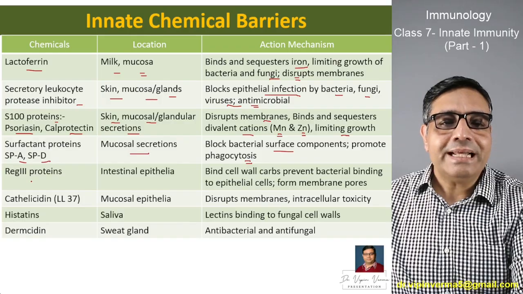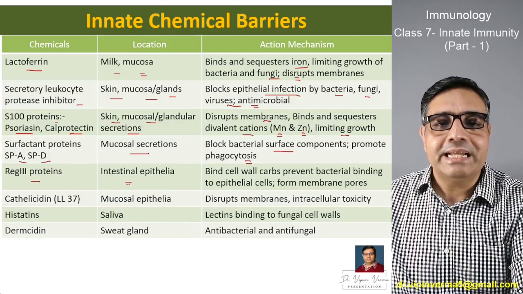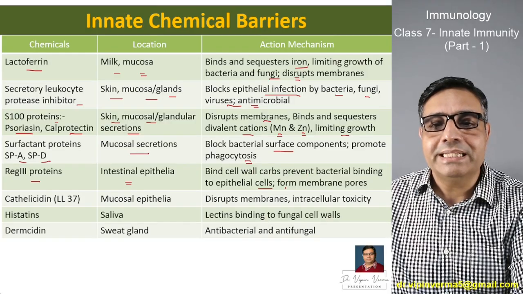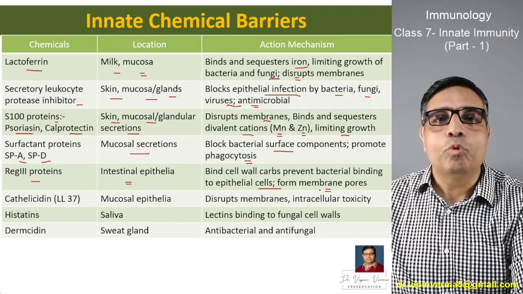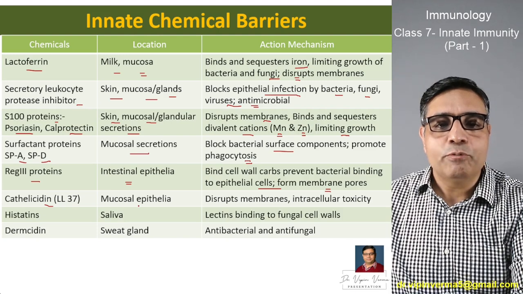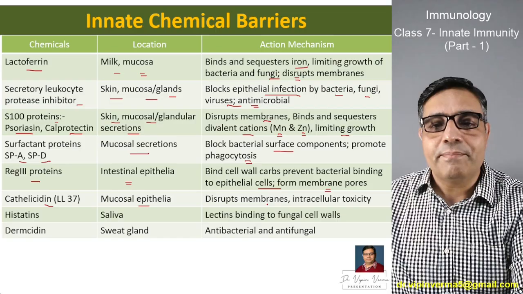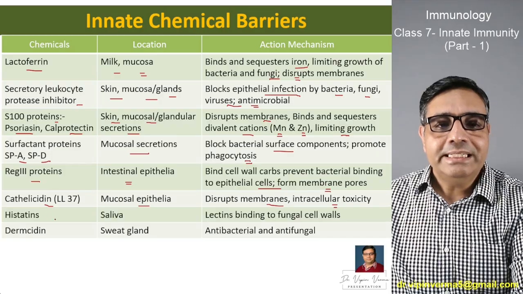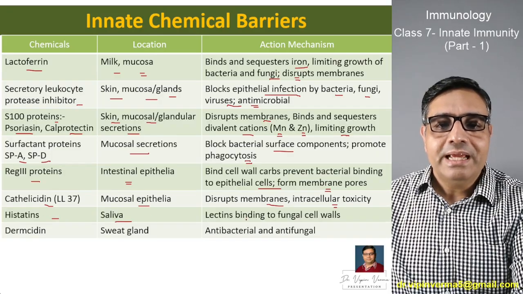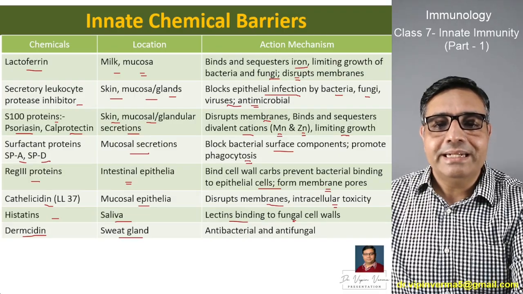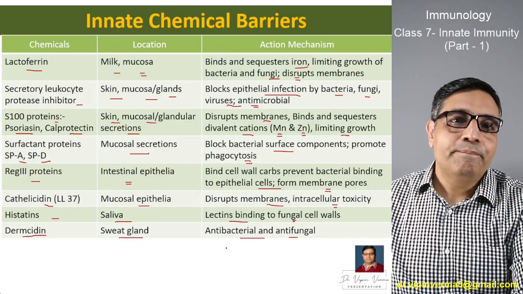Then we have RegIII proteins, which are present in intestinal epithelia, and these bind cell wall carbohydrates. They prevent bacterial binding to epithelial cells and they form membrane pores. Then we have cathelicidin, which is LL-37, present in the mucosal epithelia. It disrupts membranes and provides intracellular toxicity. Then we have histatins, which are present in saliva, and these are lectins which bind to the fungal cell wall. And we have dermcidin, which is present in the sweat gland, and it is antibacterial and antifungal.